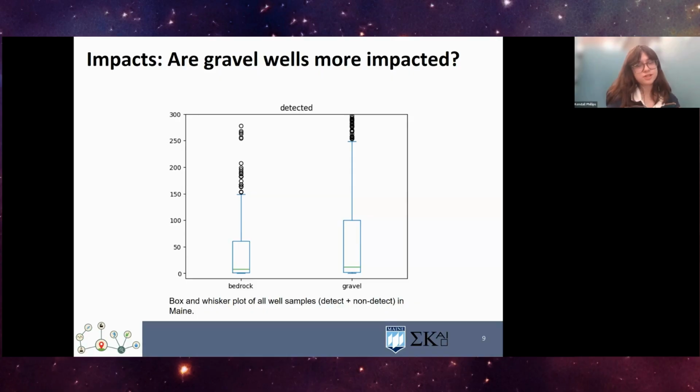And as you can see, as far as the 25th and even 50th percentile, there's not much difference between bedrock and gravel wells. But once you head up towards the 75th percentile, you start seeing a difference. You have a far greater number of gravel samples that had much higher numbers, which is what we expected to see. Next slide.